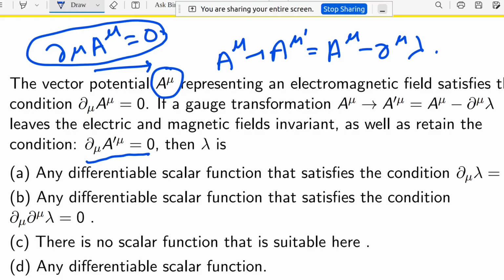Then what is the nature of lambda? Is it any differentiable scalar function that satisfies this condition? Or is it an artificial equation that satisfies this condition? Or is there no scalar function that is suitable here? Or any differentiable scalar function? So there are 4 options, and we have to choose which one is the correct answer to get this type of expression. First of all, this expression is given in our question, and we have to prove it so that we can have an idea of what the nature of lambda will be. That is the main thing.